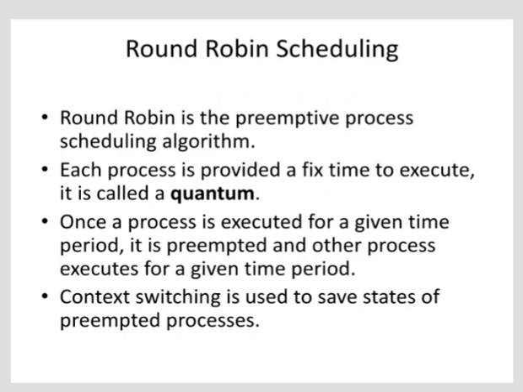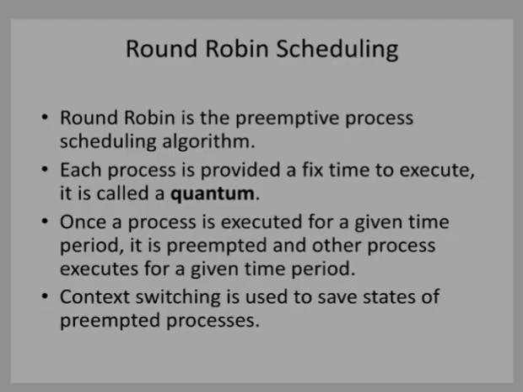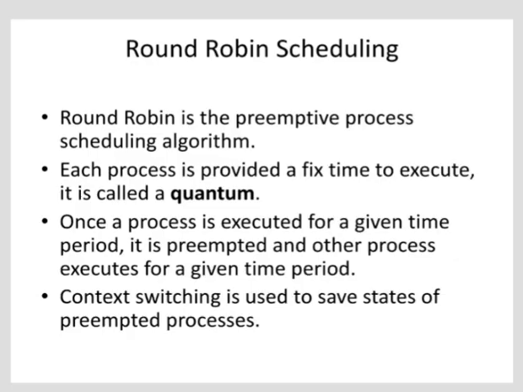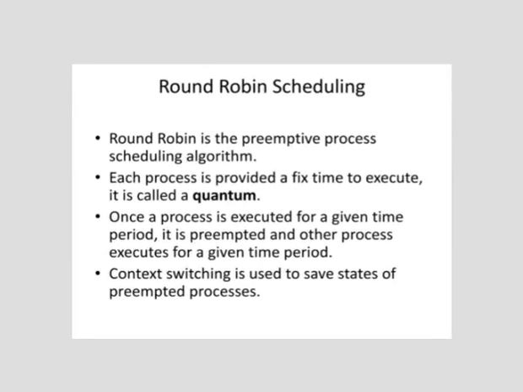Now the next is round robin scheduling. It is a preemptive process scheduling algorithm. Here each process is provided a fixed time to execute. It is called a quantum. Once a process has executed for a given time period, it is preempted and another process executes for a given time period. So context switching is used to save the state of the preempted process.